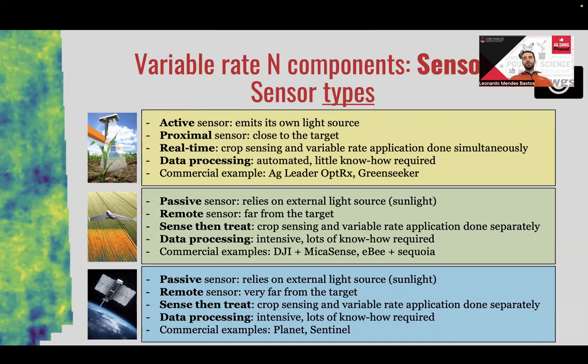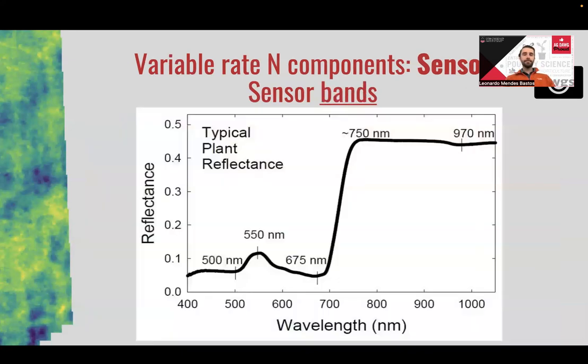Whereas with passive sensors coming from both UAV or satellite, you do have to have that data collection first, process that data, create an application map, which is what we're going to be doing today, and then you feed that into VR equipment to apply. So sensing and application are done separately for the passive sensors, whereas with the active sensor, they're done on the same pass. Then we talked about how we can use sensor data to relate to crops and how that information is useful to derive a nitrogen stress and after that a rate.